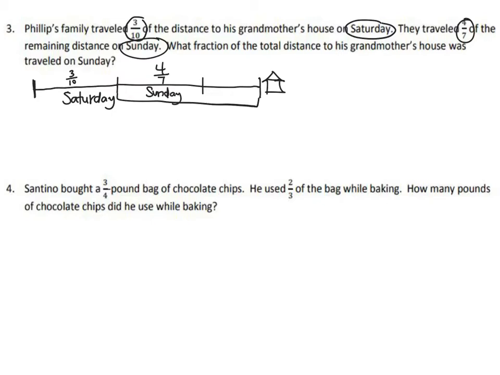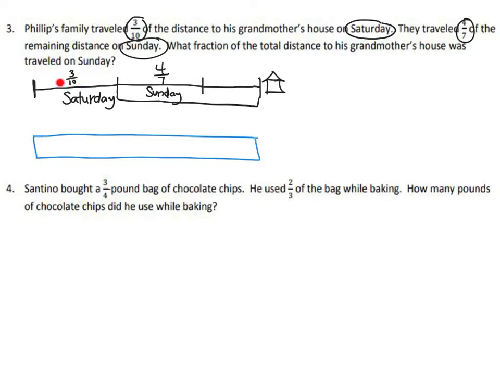And then the question is asking what fraction of the total distance, of the whole thing, to his grandmother's house was traveled on Sunday. So this part, we don't know about this part. This part was how much they traveled on Sunday. We need to know how much the whole thing was. So as we think about this, I'm thinking, how about a tape diagram? Okay, this being the start and this being Grandma's house.